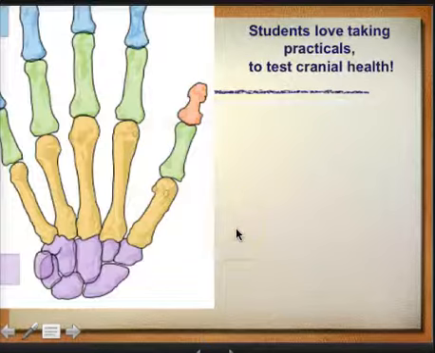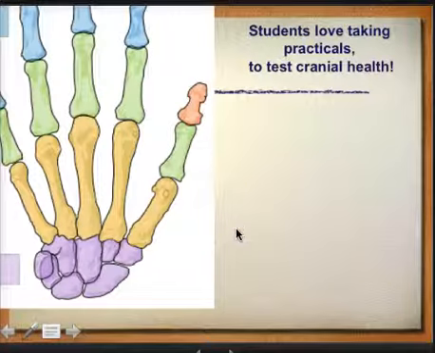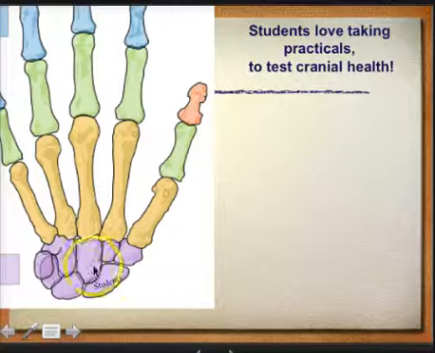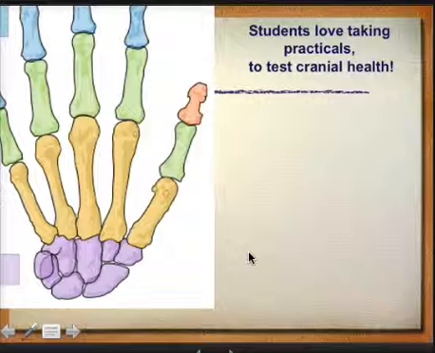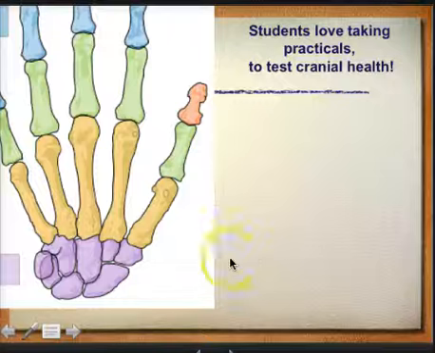In order to help you remember the carpals, we have come up with a mnemonic device. Students love taking practicals to test cranial health.